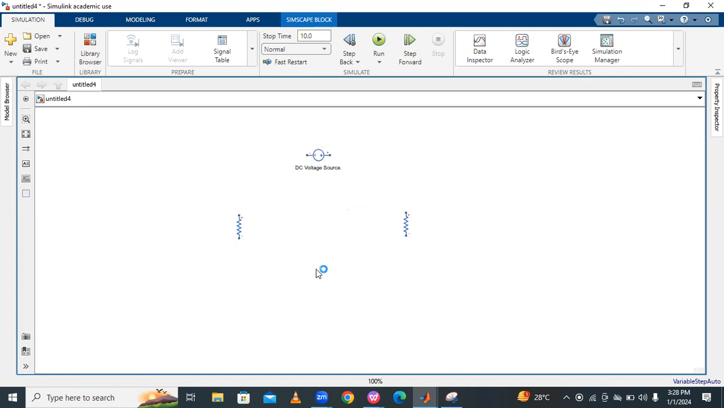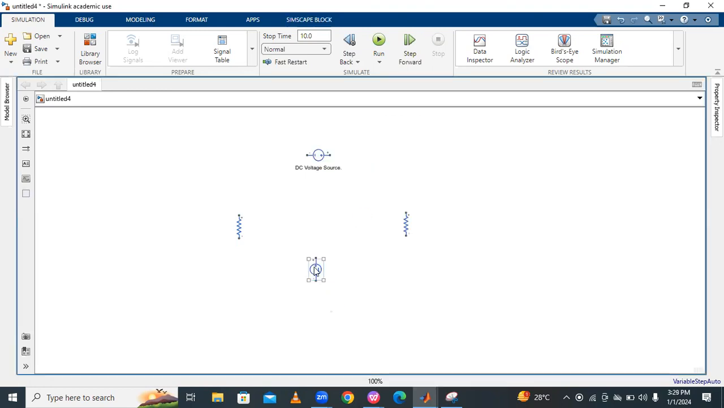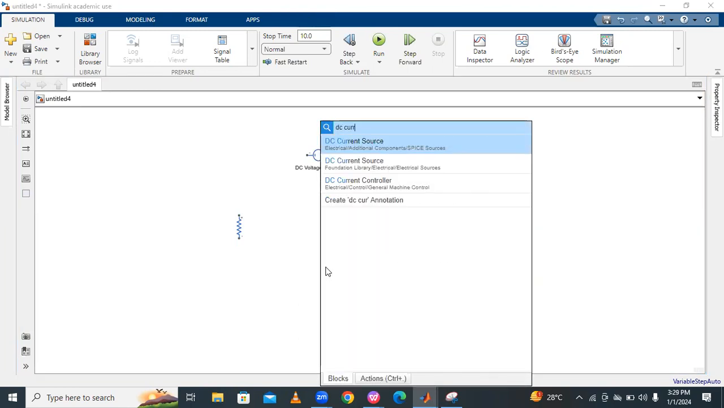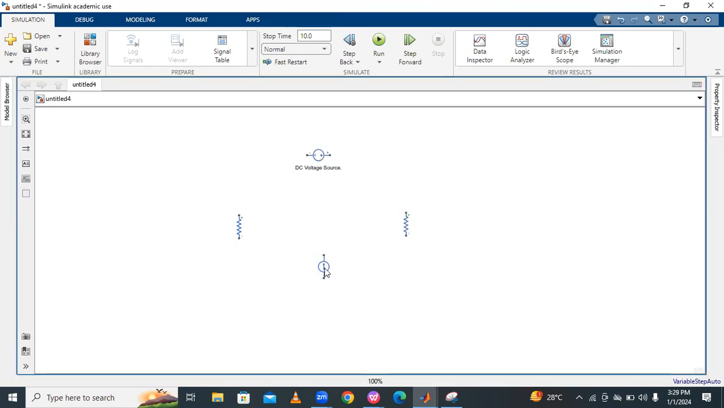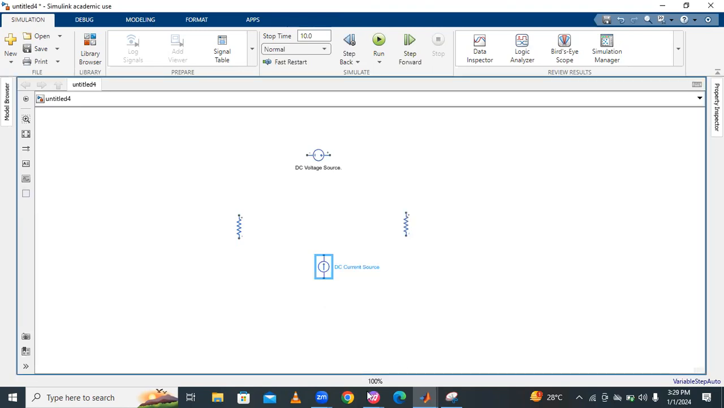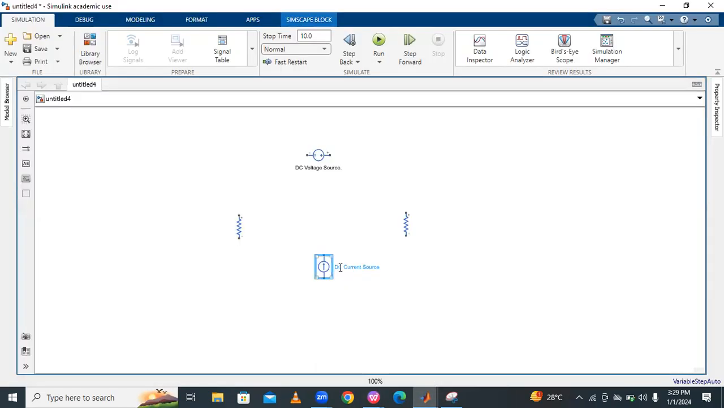The next one, a current source, is required. Right here, DC current source. Don't take this type of current source, take the other one, the DC current source. The direction of the DC current source is to the right side, so press Ctrl R. This is called the DC current source, and this is called a resistor.